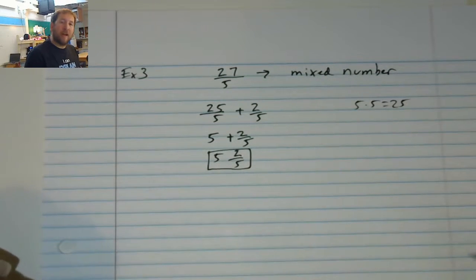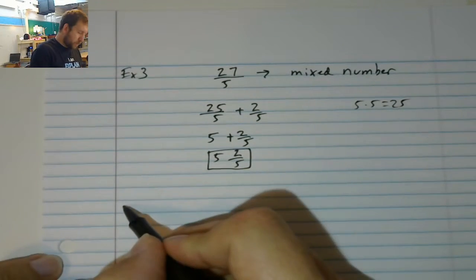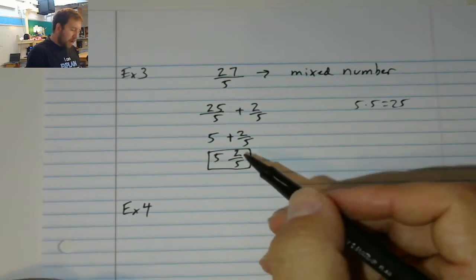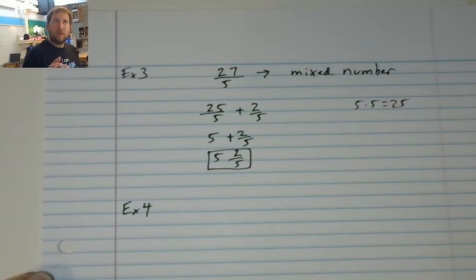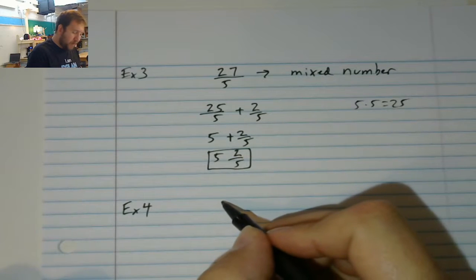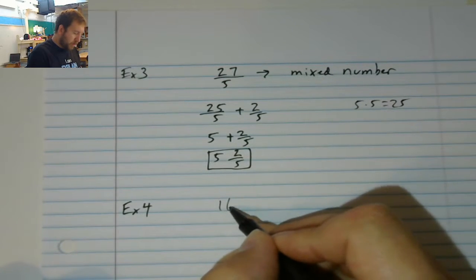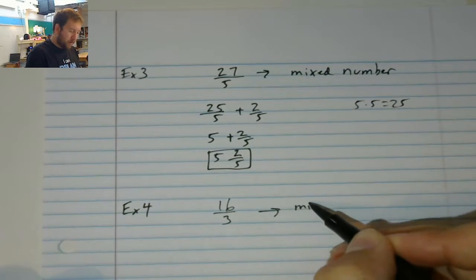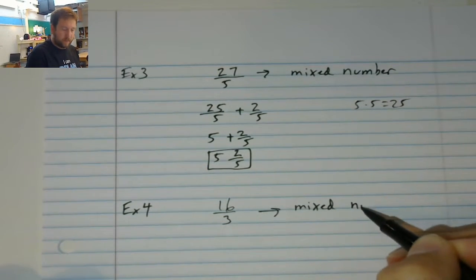So I kind of go backwards the same way that I came in. Okay? Another way that I can do this, let me get another example, is that I can look at this and do a little division problem and find the remainder. So for example, say I'm going to do 16/3, and I'm turning this to a mixed number.